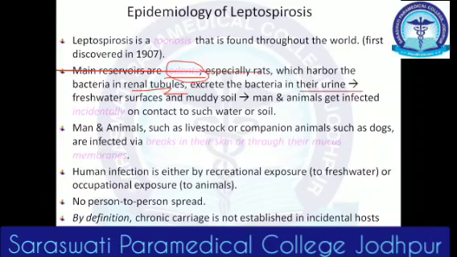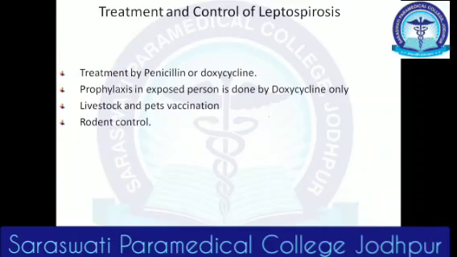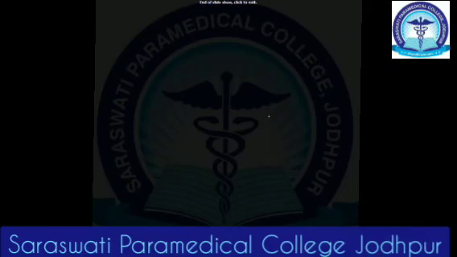Suppose your pet is infected by this, and you then have contact with your pet, then you can get infected through it. So this is how an epidemic can spread from one place to another, and finally reach us. Humans and animals such as livestock or companion animals like dogs are infected via breaks in the skin or through mucous membranes. That's why we need to be more concerned about rodents to control leptospirosis. That's it, and I hope that helps.